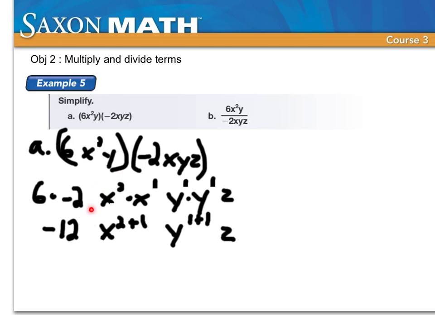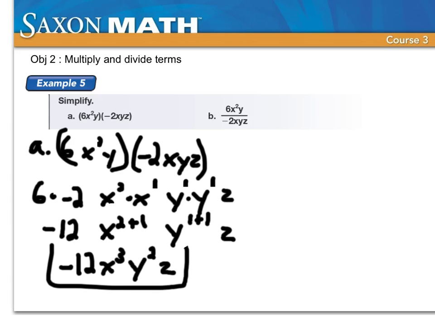Remember how I showed you to show the work for these exponent rules like this. So when it's the same base and you're multiplying, you're going to add those exponents together. Show me this step here. Well, negative 12 stays. X to the 2 plus 1, that's just x to the third. And y to the 1 plus 1, that's just y squared. And there's still only one z. And here's my answer. I can't do anything else with that. That's all I can do right there.